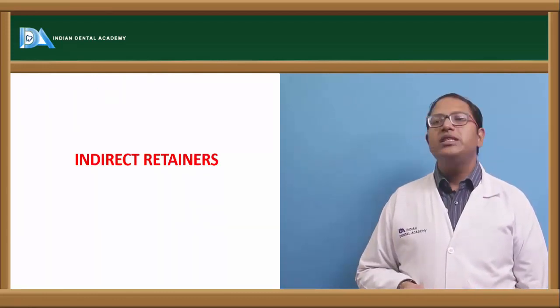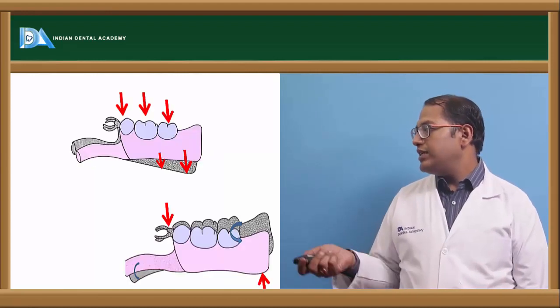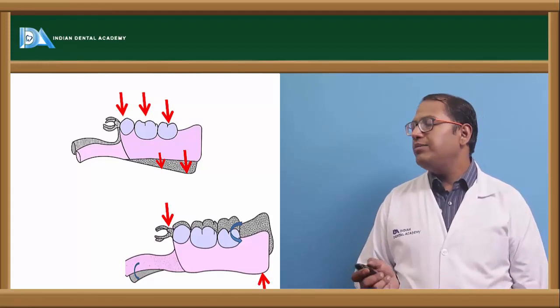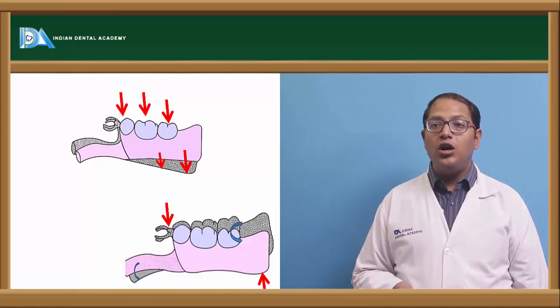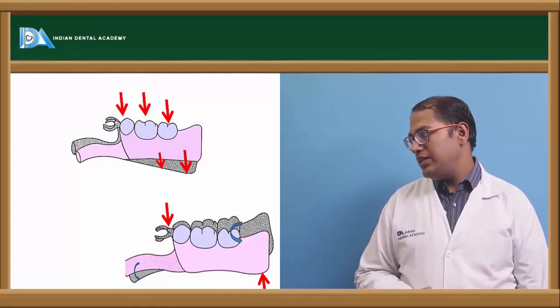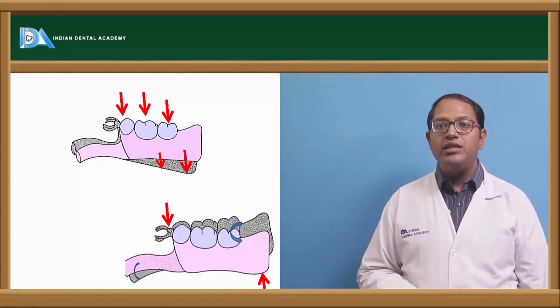Coming to indirect retainers. The indirect retainer is that component of the partial denture which is supported entirely by the remaining components and the natural teeth. It usually does not require additional support beyond that provided by the primary abutment teeth. So it is not a primary support, it is a secondary support.